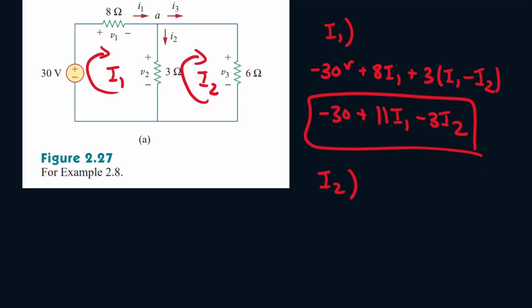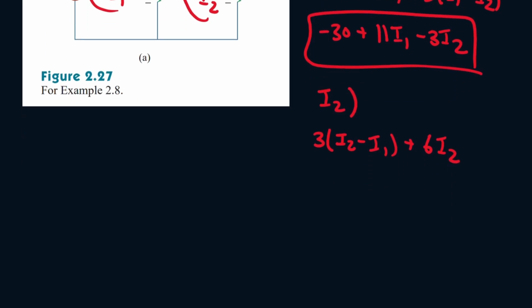So we see it starts by passing through 3 ohm. So it'll be 3 times I2 minus I1, because I2 is going in this way, I1 is going in the opposite way, plus 6I2. And that's it for the second mesh. Let's simplify it. So it'll be 3I2 minus 3I1 plus 6I2. We have two like terms, so 3 plus 6, that's 9.